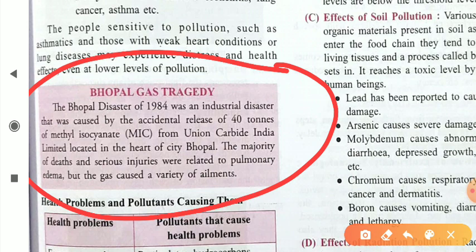Union Carbide India Limited is the industry from where this particular gas was released, located in the heart of the city of Bhopal. The majority of deaths and serious injuries were related to pulmonary edema, but the gas caused a variety of ailments. Because of this particular gas, so many different types of diseases were found in this area. So this is known as one of the biggest tragedies in our Indian history.